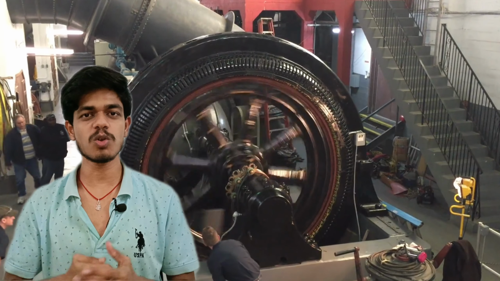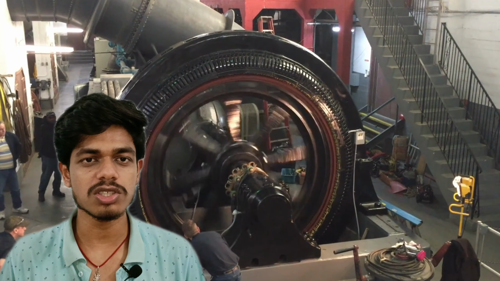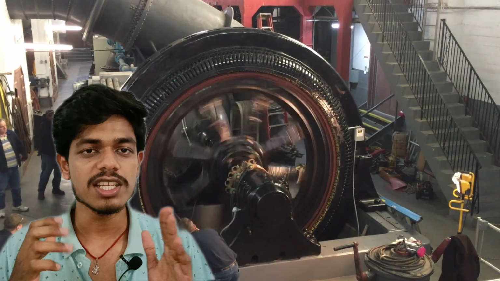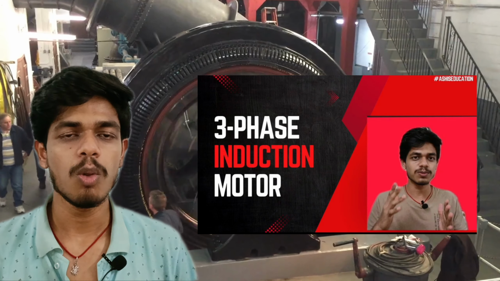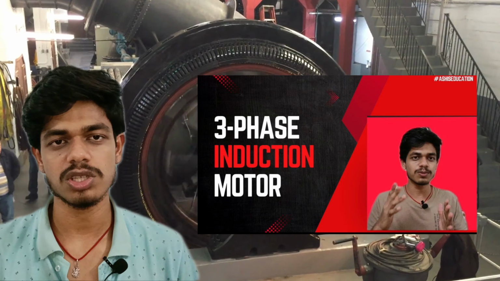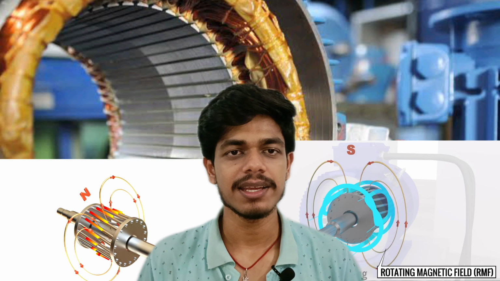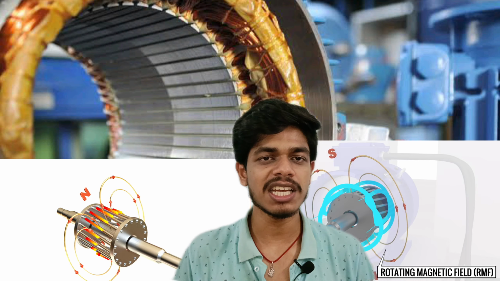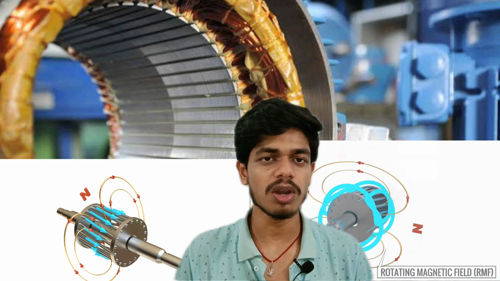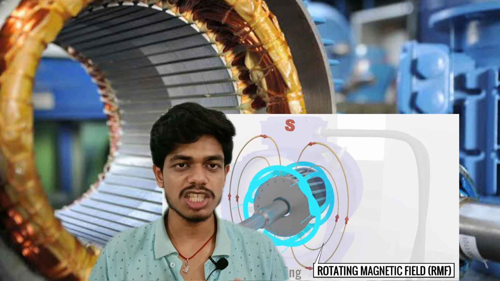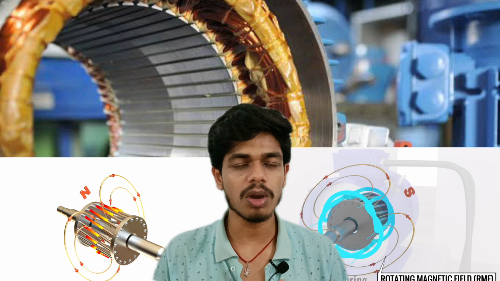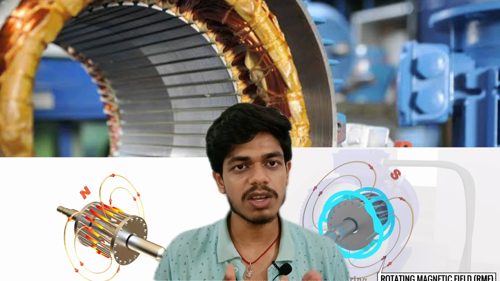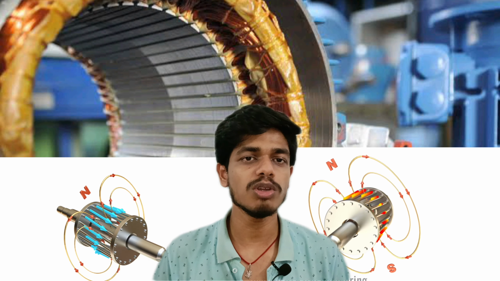So what is a synchronous motor? The AC motor which runs at a synchronous speed we call a synchronous motor. So what is synchronous? In the previous video we already discussed synchronous. Synchronous means similar, meaning the speed of the rotating magnetic field and the speed of the rotor are equal to each other. The speed of the rotating magnetic field we call the synchronous speed. The rotor rotates at synchronous speed because the speed of the rotating magnetic field and the speed of the rotor are equal to each other.